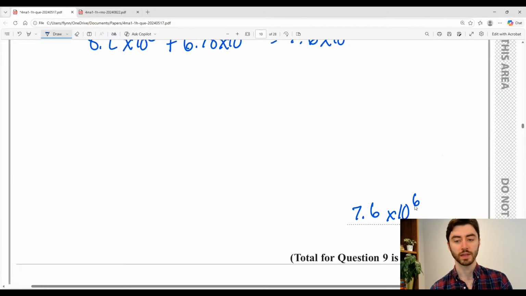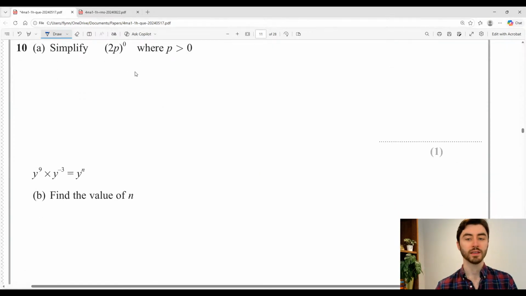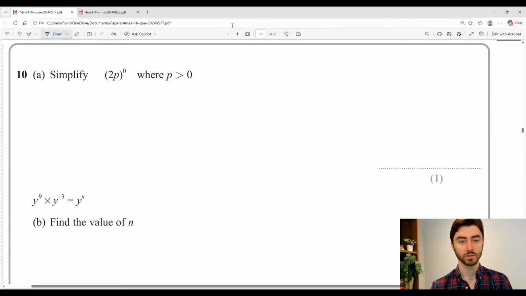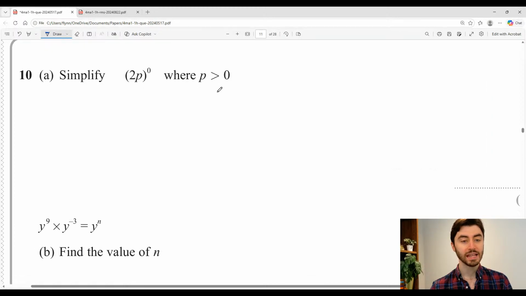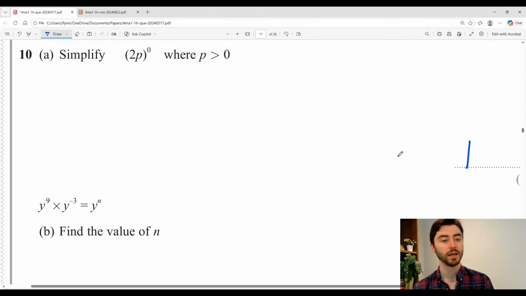Which I'm going to write here on the answer line. Question 10. Simplify this. Well, anything to the power of 0 is equal to 1. In fact, let me zoom in a little bit. So that's what I'm writing on the answer line.